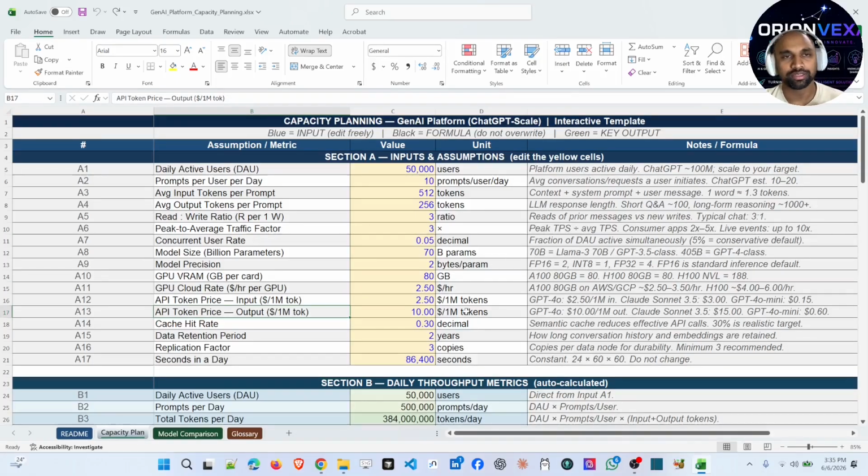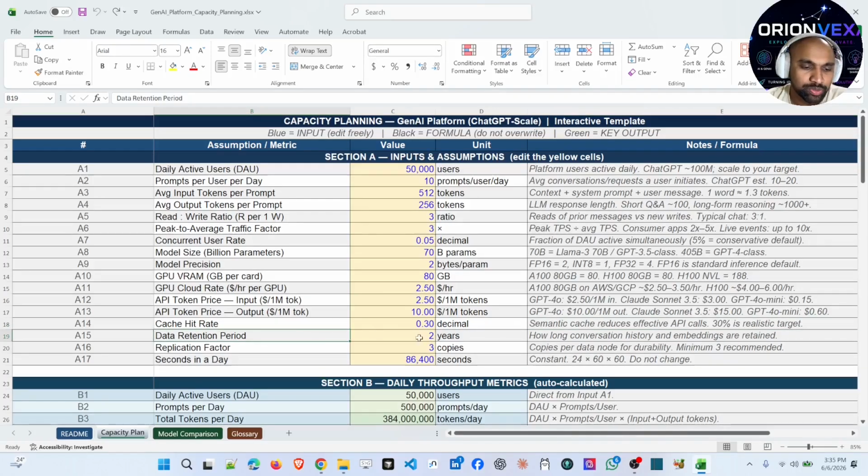In a RAG system, we have embedding and generation. The embedding cost will be very low, but compared to embedding, the generation cost will be very high. That is the difference between input and output tokens. Cache hit rate, we are expecting around 30% of requests to hit the cache. The remaining will be cache misses, which have to go back to the LLM model. A semantic cache reduces the effective API calls. 30% is a realistic target.